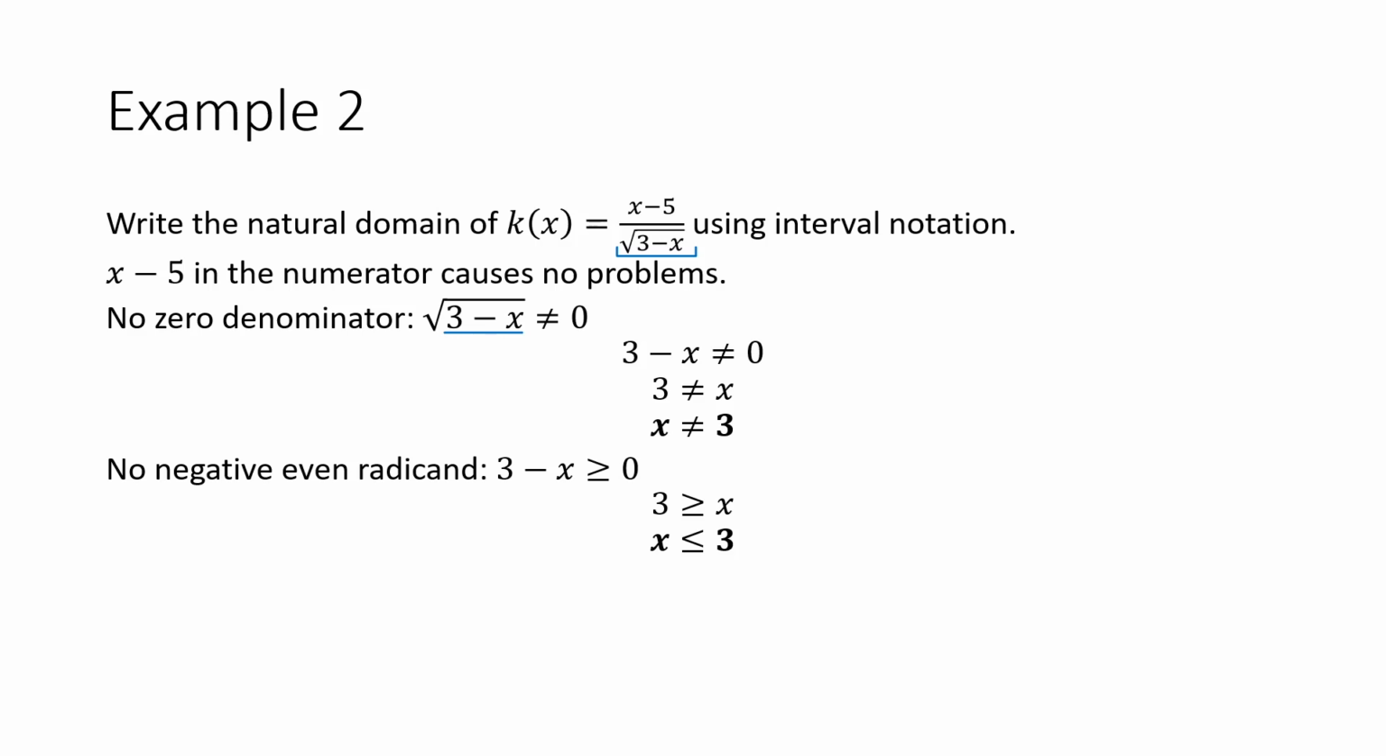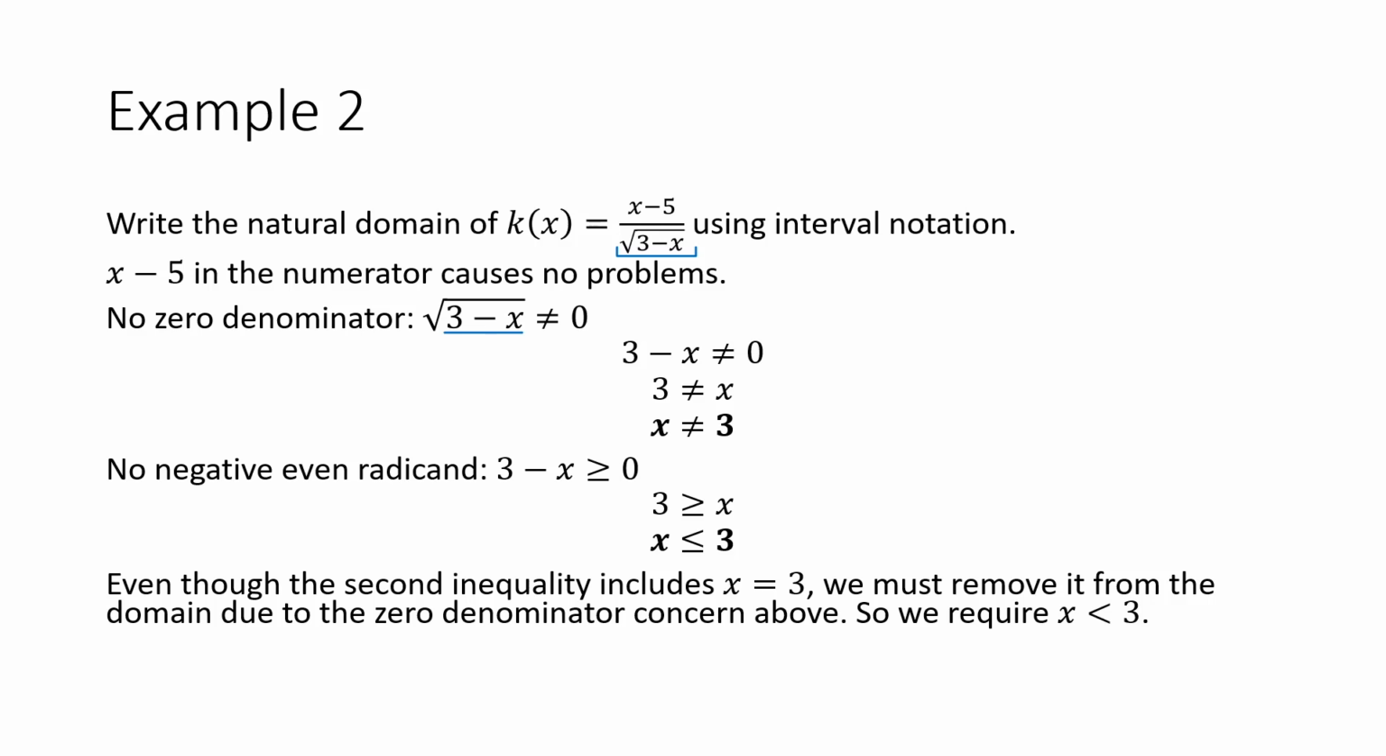So tiny discrepancy there, right? X less than or equal to 3 technically does include 3, but we said earlier that we can't do that. So we need to remove 3 from that last inequality, so we would write x less than 3 instead. Write that in interval notation and you're done, right? The domain would go from negative infinity up to 3, but not including 3.